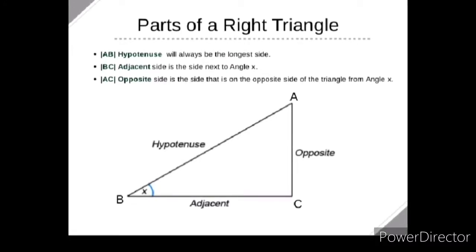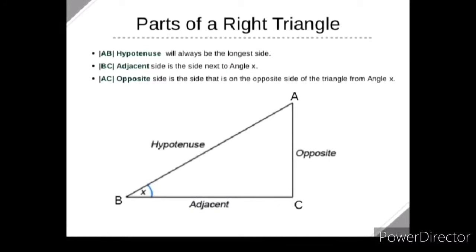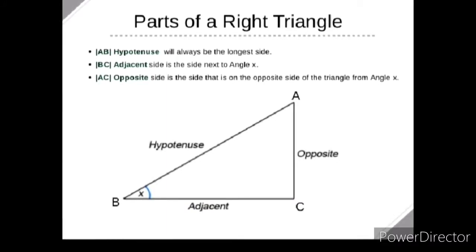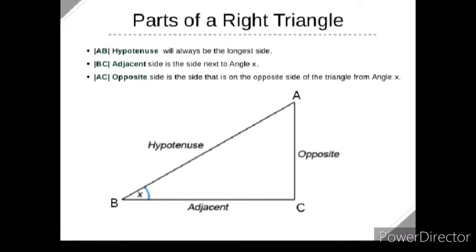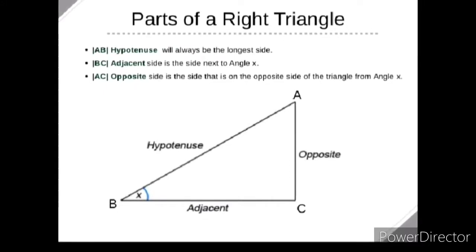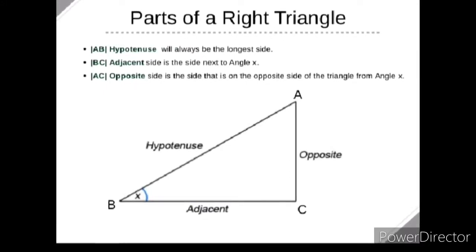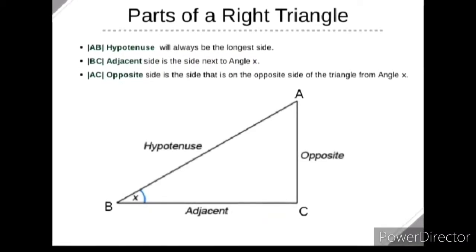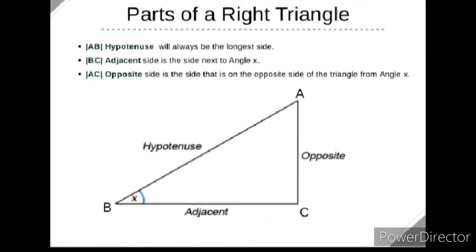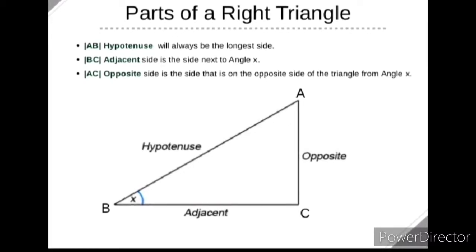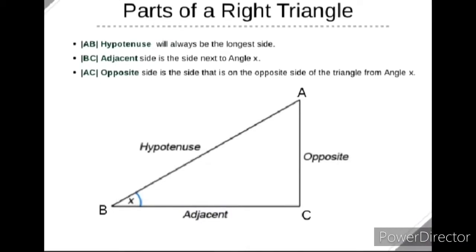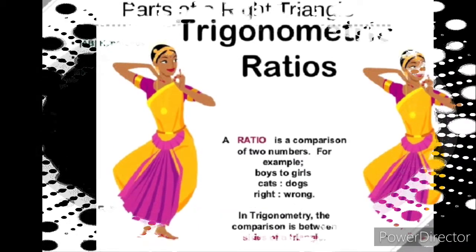Here, observe the figure, children. AB, the hypotenuse, will always be the longest side in a right angle triangle. BC, adjacent, is the side next to angle X. Here AC is called the opposite side. It is also called the perpendicular side. Here angle B, X. Okay.